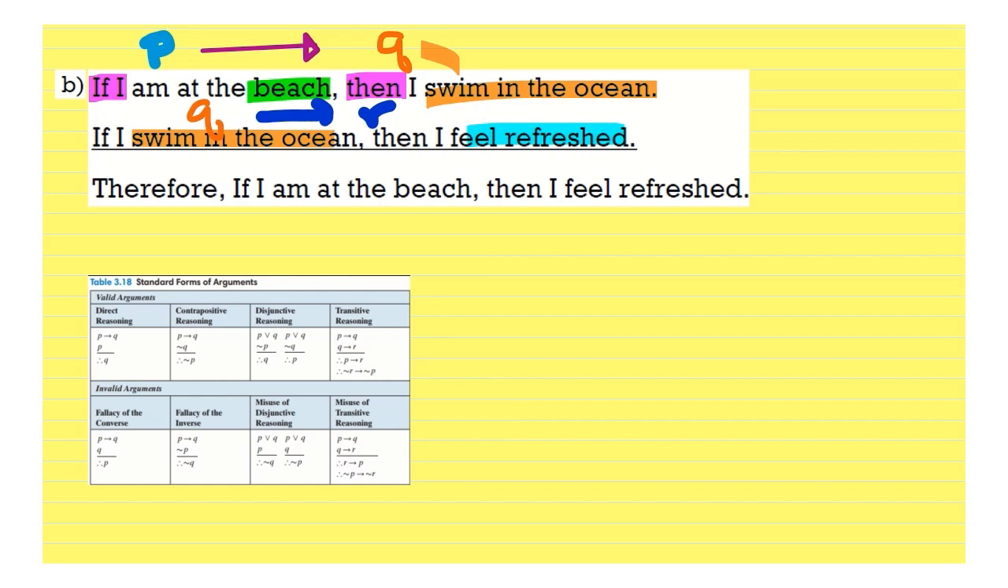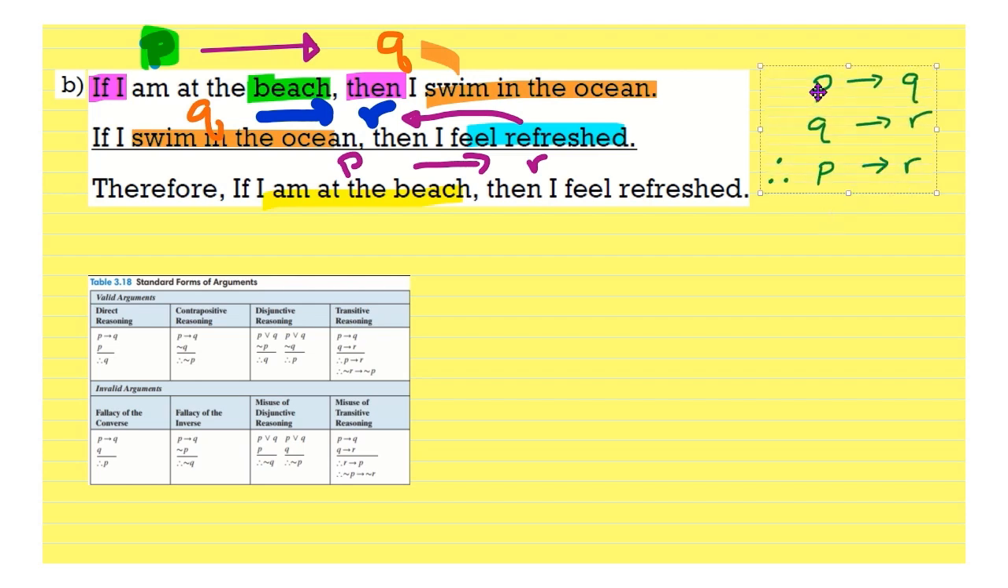And then the last statement says, if I'm at the beach, and again, the beach has to do with the P, so we're going to call that P. So if P, then I feel refreshed, and refreshed went with the variable R, so R. And we can summarize all of that conversion from the English sentence to the symbolic sentence in this way. If P, then Q, and if Q, then R, therefore if P, then R. So that's what it's going to look like.